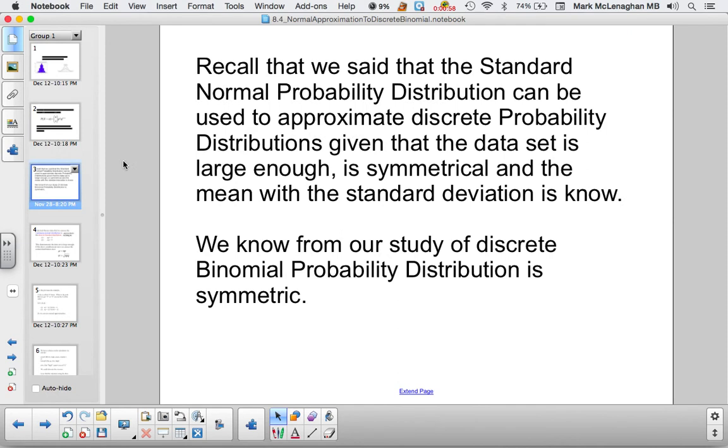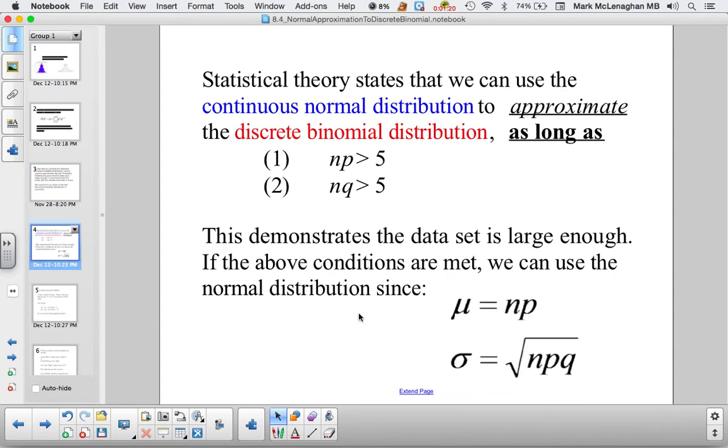The thing to recall is that the standard normal probability distribution can be used to approximate discrete probability distributions given that the data set is large enough, is symmetrical, and the mean and standard deviation are known. As you can see from the very first slide, the binomial probability distribution is symmetrical, giving it that bell curve look. And stats theory states that we can use the continuous normal distribution to approximate the discrete binomial distribution as long as np is greater than 5 and nq is greater than 5.